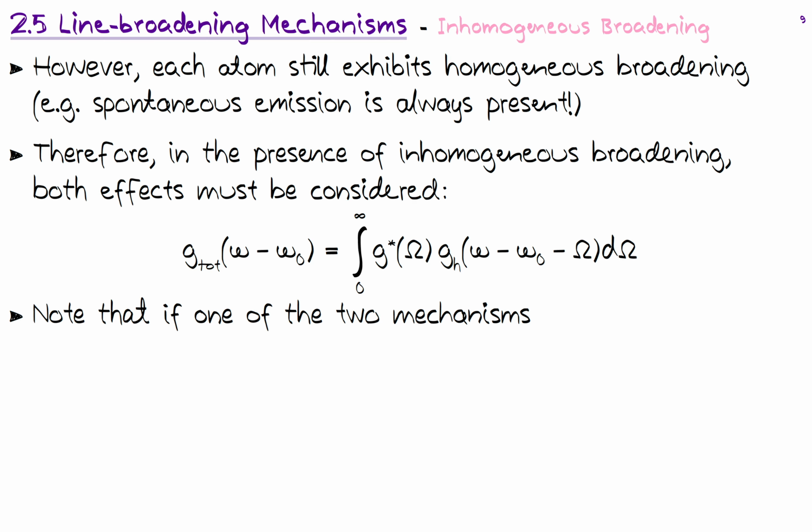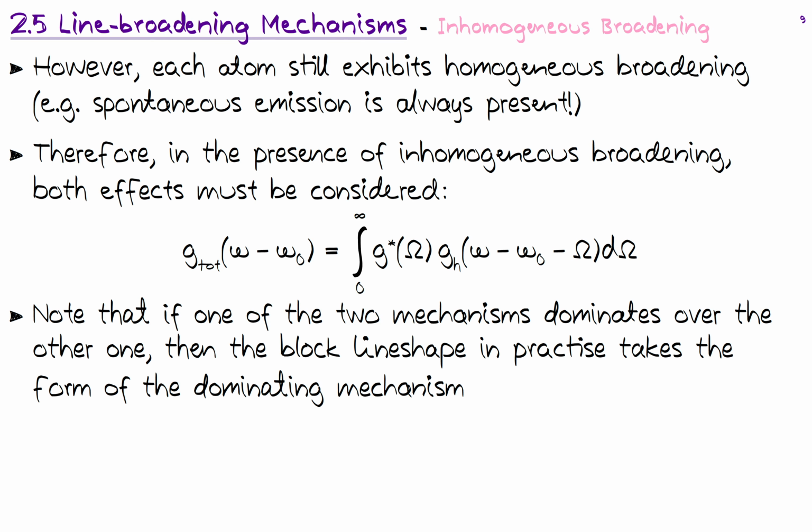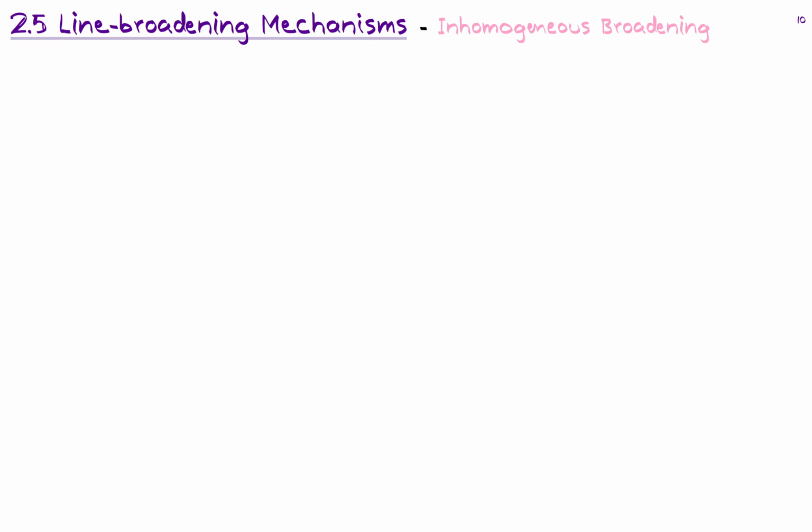Interestingly, if one of the two mechanisms really dominates over the other, then we can really simplify the line shape function. Then the overall line shape function takes the form of the dominating mechanism. So this is, for example, often the case that the homogeneous broadening visibly doesn't really show up, although it really affects conceptually what happens. But physically, the line shape function looks like just the inhomogeneously broadened line shape function. Let's consider an example so that we can hopefully exemplify what we are saying here.